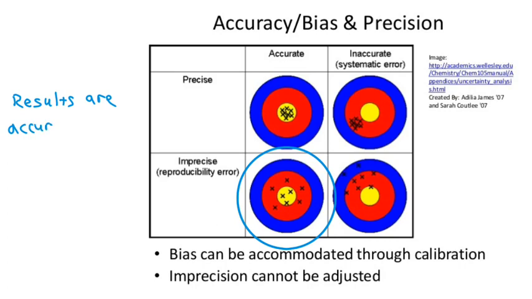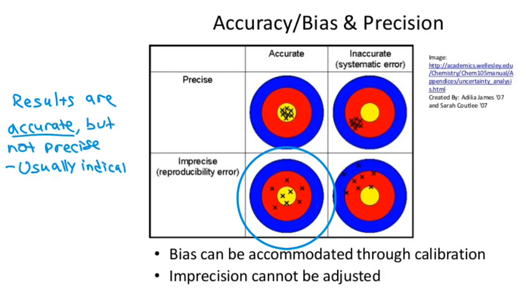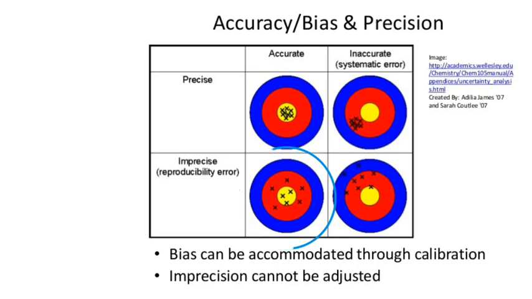Now here we have accurate results relatively. Some of them are hitting the mark, some of them are off, but they're not repeatable. They're not grouped together. So this is usually an indication of human error. Something that you're doing is not correct. Maybe you're measuring it differently every time. Maybe you're not following the exact same steps. So if you find that your results are this way, you need to take a look at that.